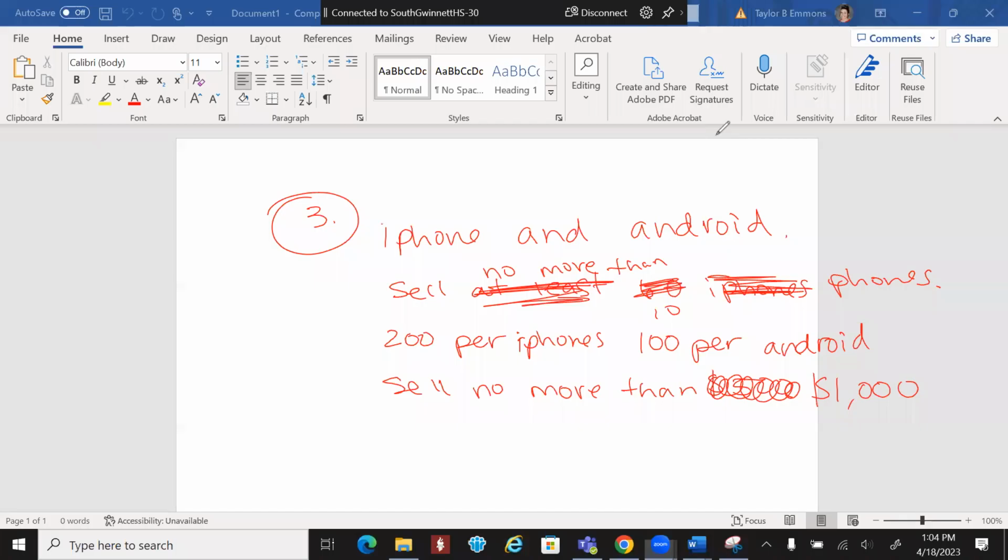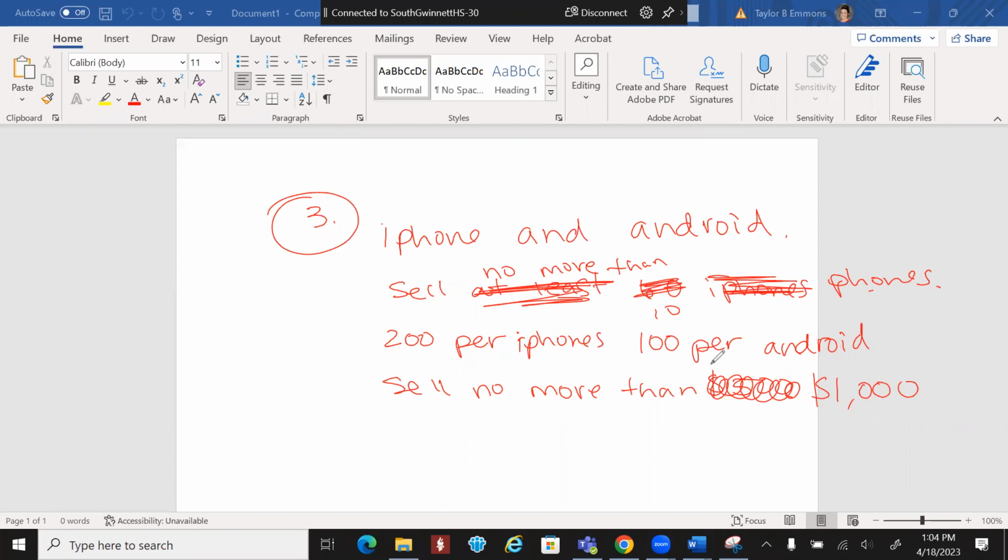Quick, I apologize. So you have iPhones and Androids. You can sell no more than 10 phones in total. Okay, so that's a combination of iPhones and Androids. And each iPhone costs $200. Each Android costs 100, and you can sell no more than $1,000. Okay. All right. So I changed a couple of things on here.